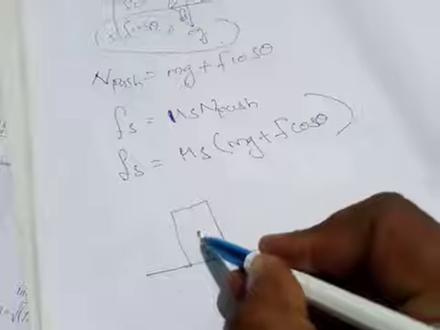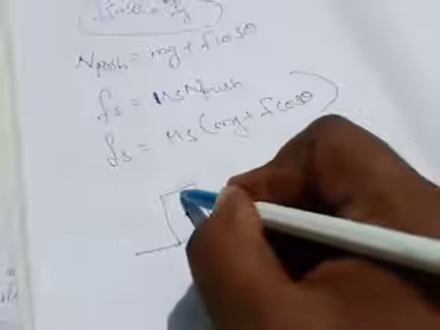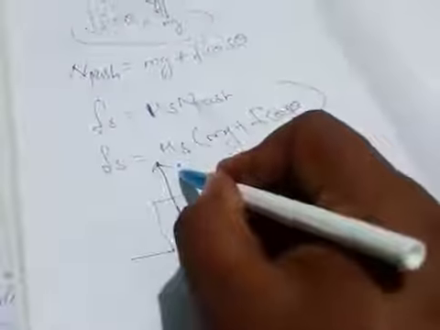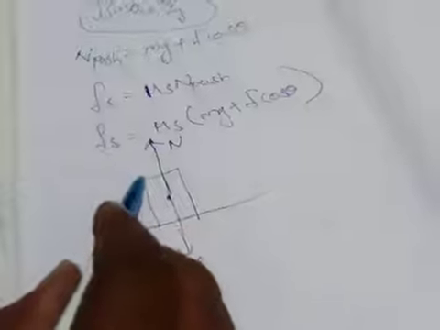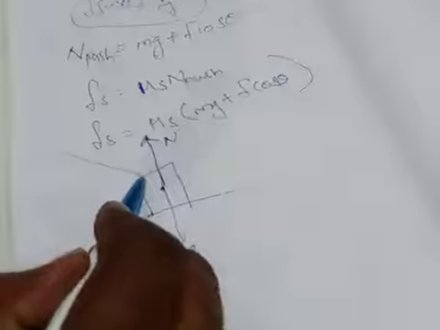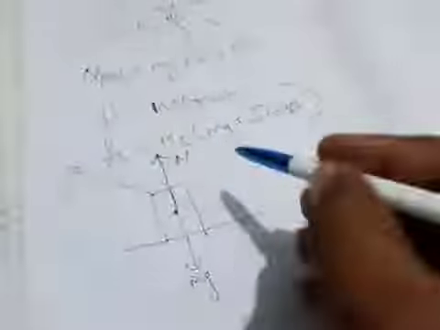Now, downward what will be there? Mg is acting. Upward what will be there? The upward force acting is the normal force. Now in the same situation, I am pulling this object. Pulling means now also there is a force in this direction, but now this force is in this direction. You are pulling backward, pulling, not pushing. So the force is acting in this direction.